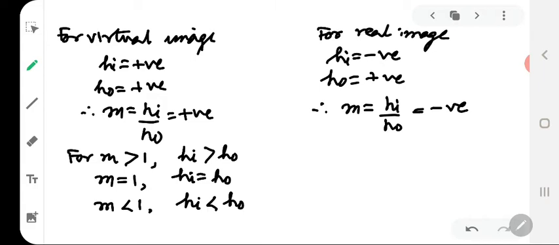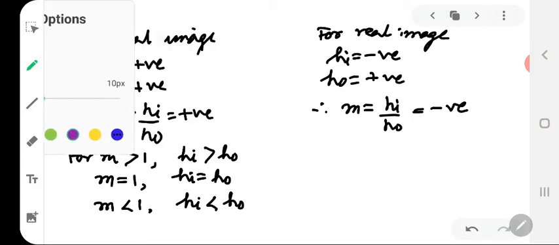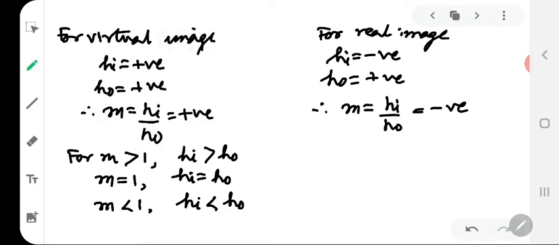If we know the height or size of the object and that of the image, then we can calculate the magnification by using the formula m equal to hi by ho. Many times, however, we do not know their heights. So there is one more expression that helps us to find out the magnification. The linear magnification produced by a mirror is equal to the ratio of the image distance to the object distance.